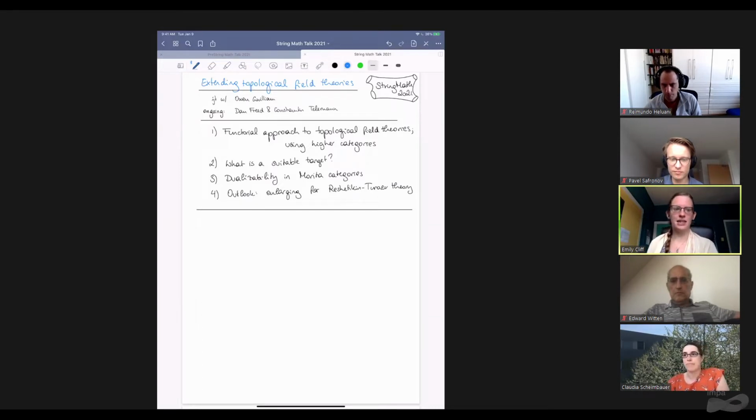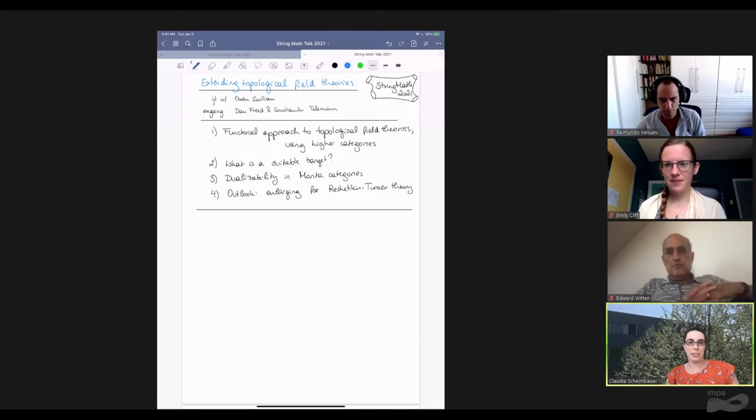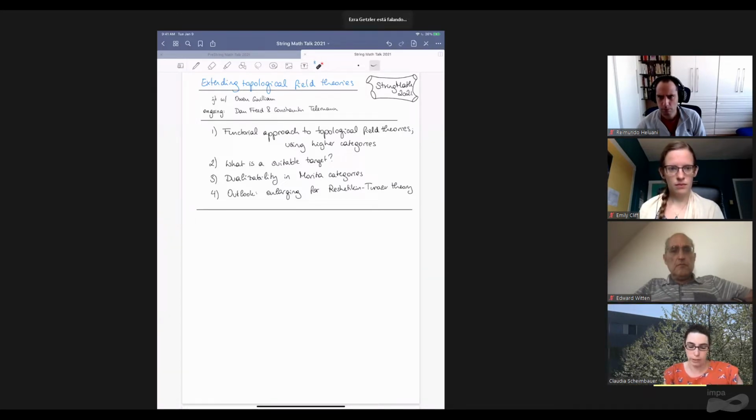So we're lucky to have Claudia Scheimbauer tell us about extending topological field theory. Thank you very much for the invitation. It's really too bad that we can't all be together in beautiful Brazil, hopefully next time. What I'm going to be talking about today is partially joint work with Owen William, a paper from a couple of years ago. And then the last part will be about ongoing work in progress with Dan Fried and Konstantin Tillemann.